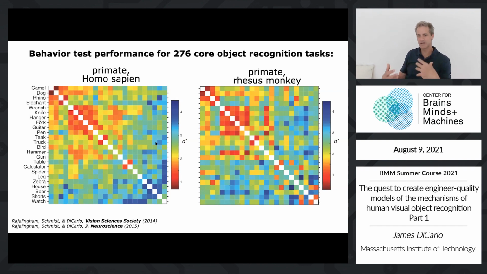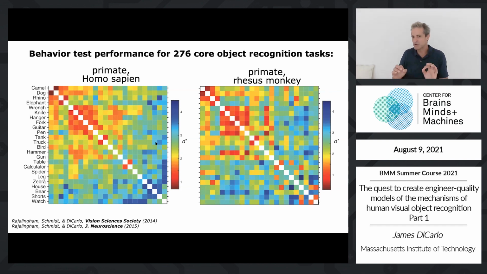Again, this is just a way of saying what we call the object grain. Each of these squares is averaged over many images of knives and forks and so forth. This is at the object grain. Our patterns are very, very well aligned. And again, if you believe in evolution, this shouldn't be that surprising. It's just a quantification that we're almost exactly aligned quantitatively with the rhesus monkey.